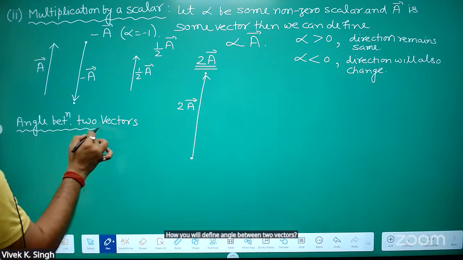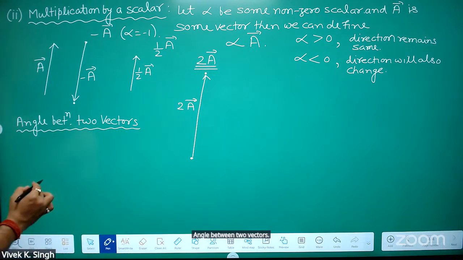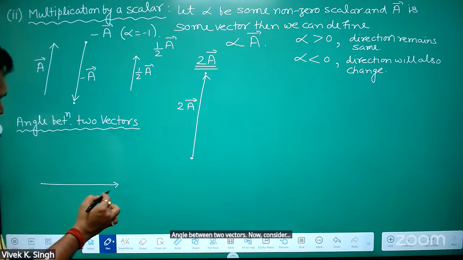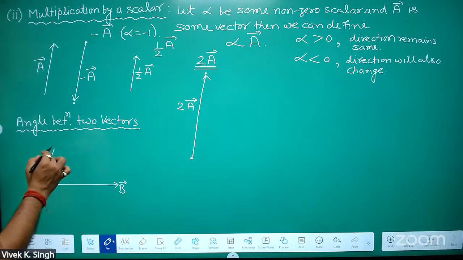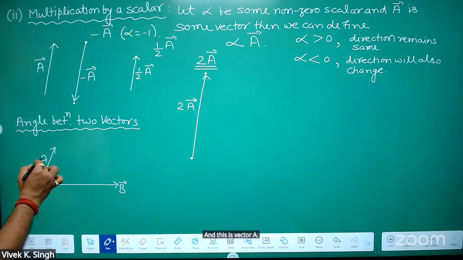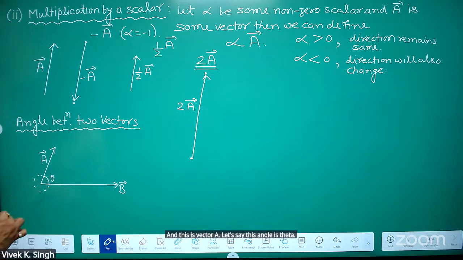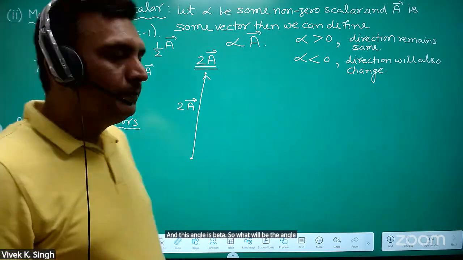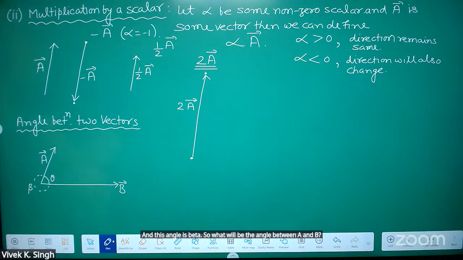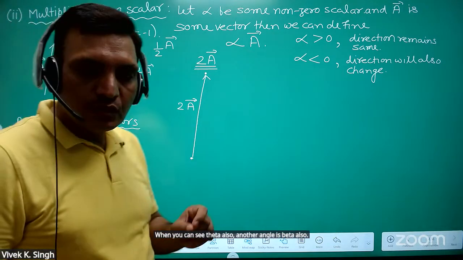Angle between two vectors. Now consider this is vector B and this is vector A. Let's say this angle is theta and this angle is beta. So what will be the angle between A and B? How will you identify the angle? Because there are two angles between A and B. One you can see is theta, another angle is beta. So what will be the angle between A and B?